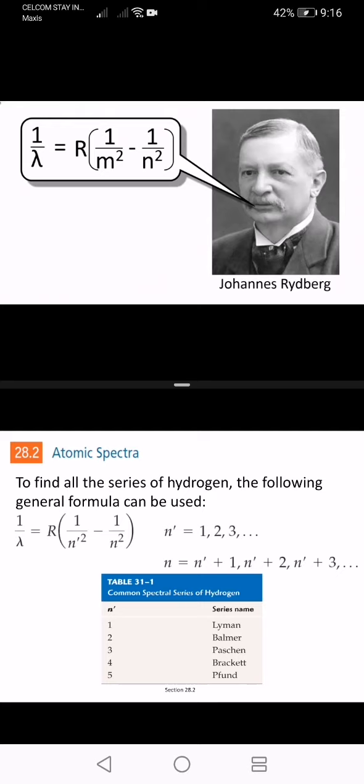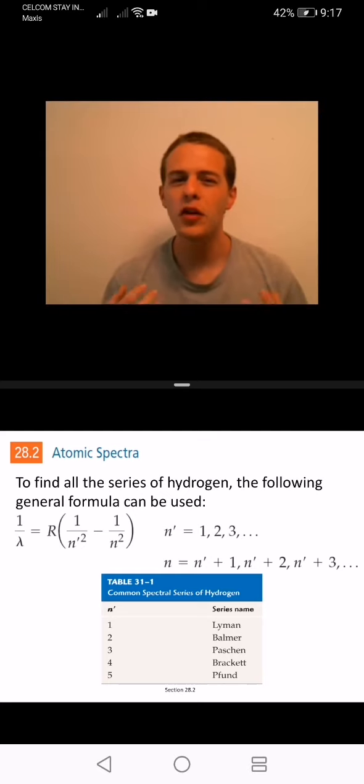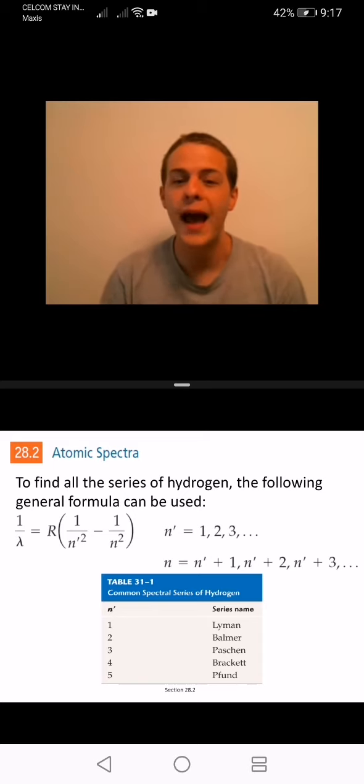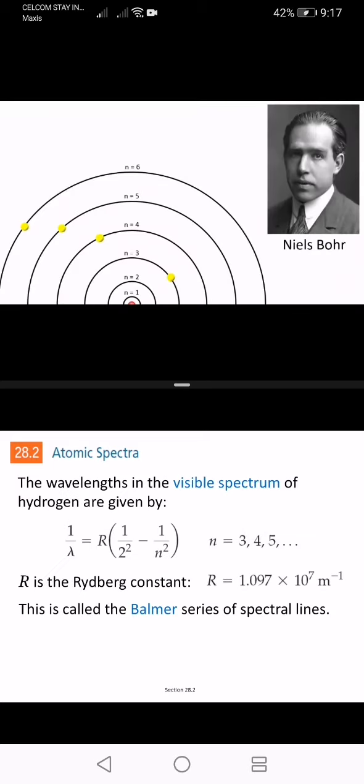In his equation, 1 over the wavelength is equal to R, which is the Rydberg constant, 1.097 times 10 to the 7th inverse meters, times the quantity of 1 over m squared minus 1 over n squared, where m and n are integers. If you'd like to see this equation in action, please let me know. But this equation alone couldn't explain the discrepancy between the predictions of classical physics and the observed reality. That's where Niels Bohr comes in.